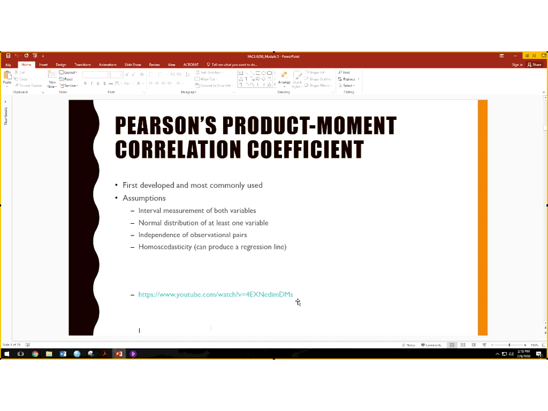So you need to look for interval measurement of both variables, interval or ratio, a normal distribution of at least one variable. So if not all of the variables are normally distributed, that's okay, but you at least need one that's normally distributed, independence of observations, and homoscedasticity.